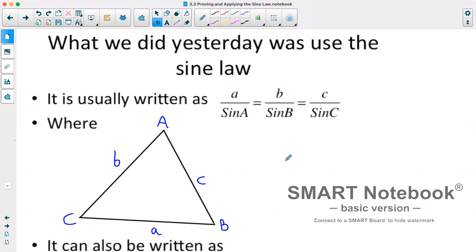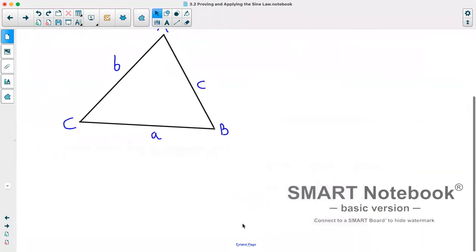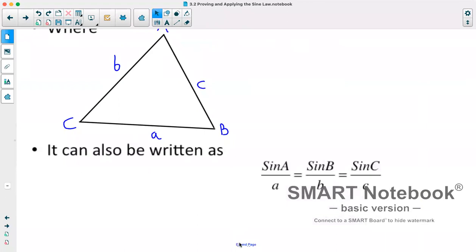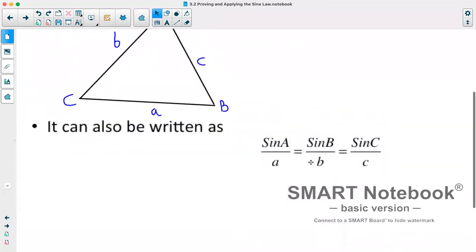We can also write this formula another way, which is with our sine functions in our numerator over our side lengths. Now, this would be a form I would utilize if I'm solving for an angle.